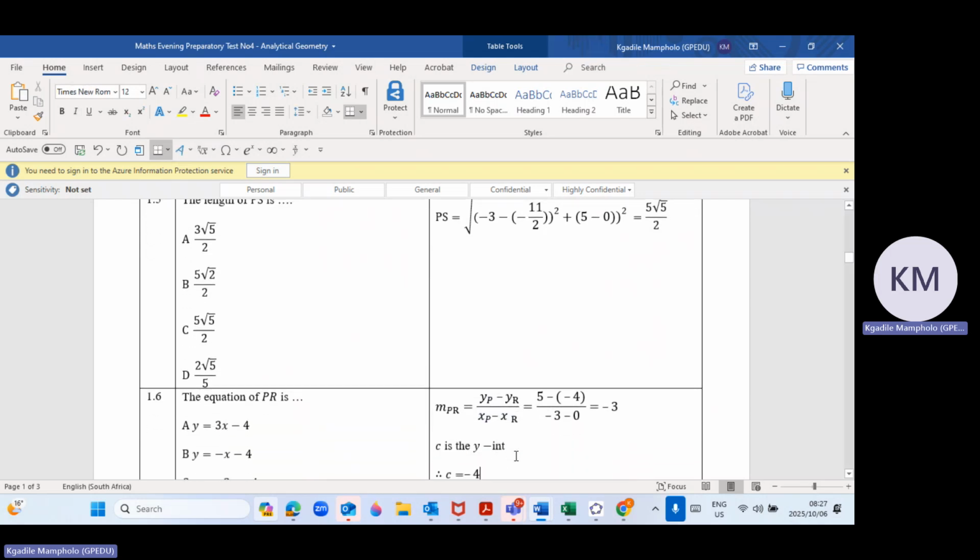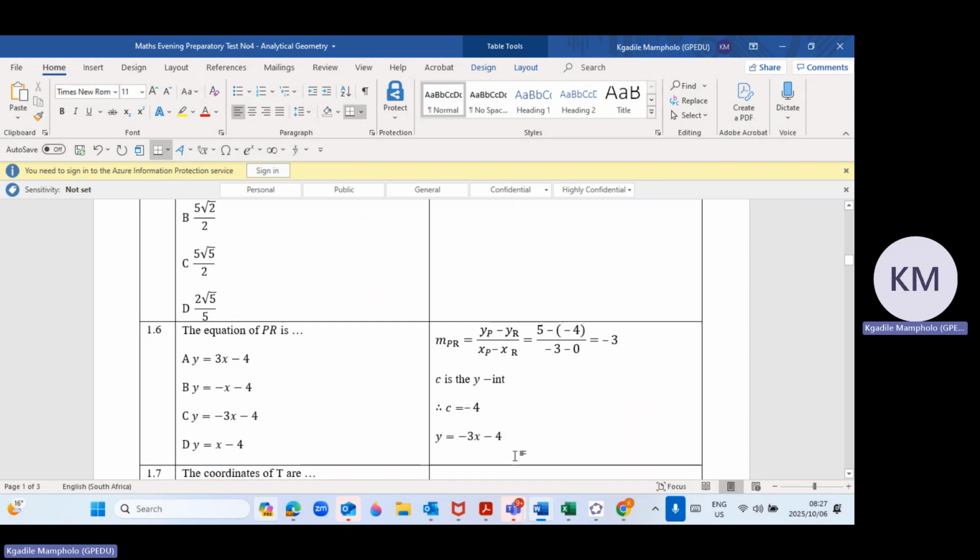Now, 1.6, the equation of PR. First we'll calculate the gradient of PR, which is y of P minus y of R over x of P minus x of R. Y of P is 5, y of R is -4, and x of P is -3, x of R is 0. R is the y-intercept. Then the gradient equals -3.